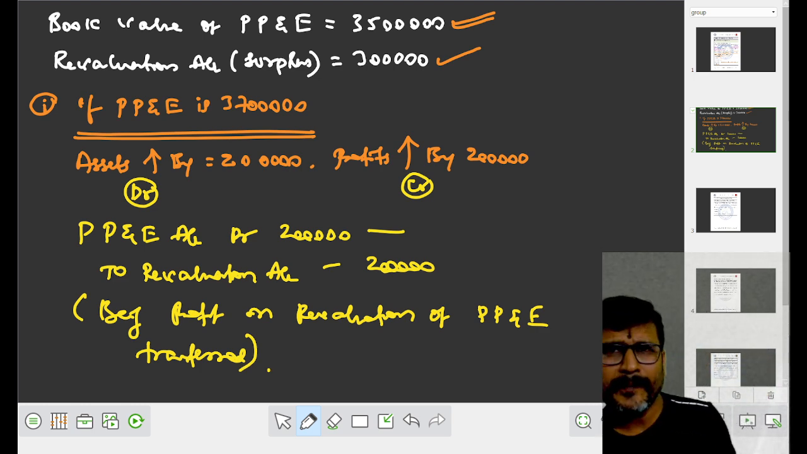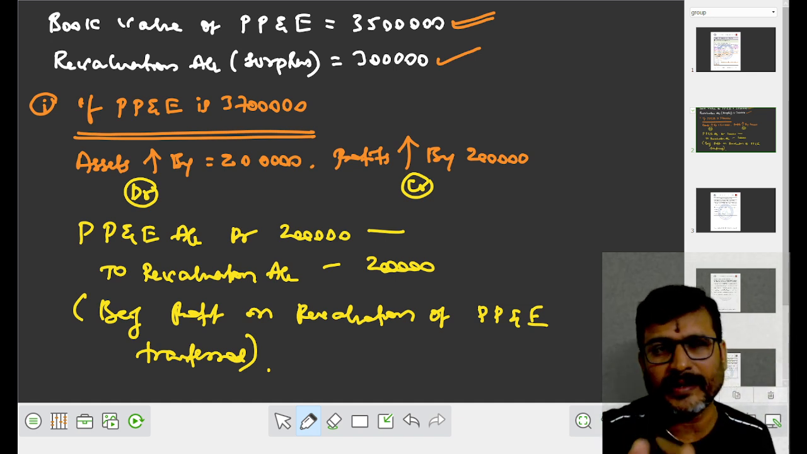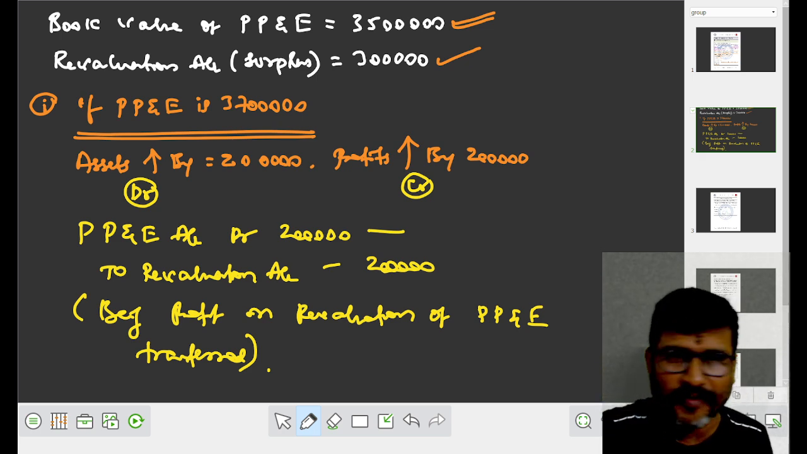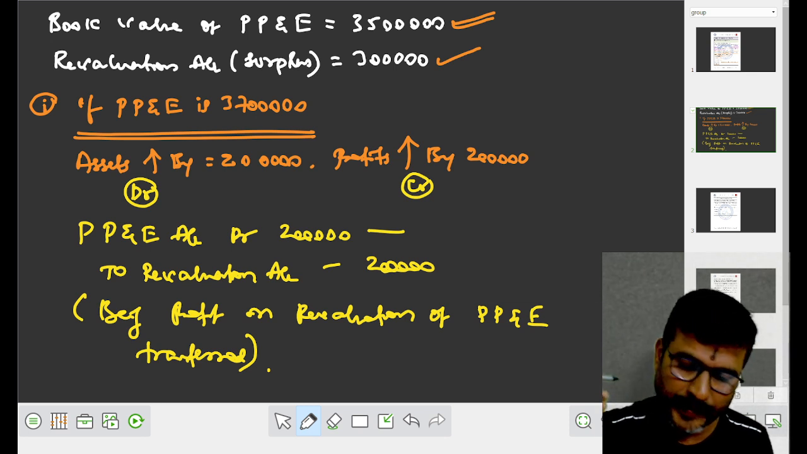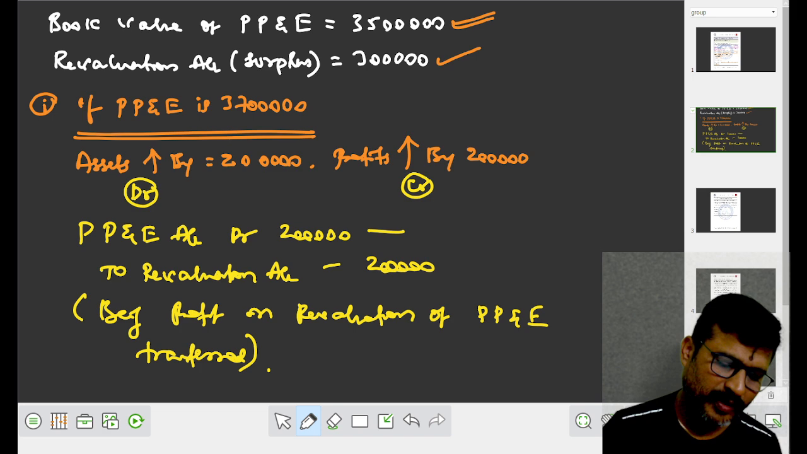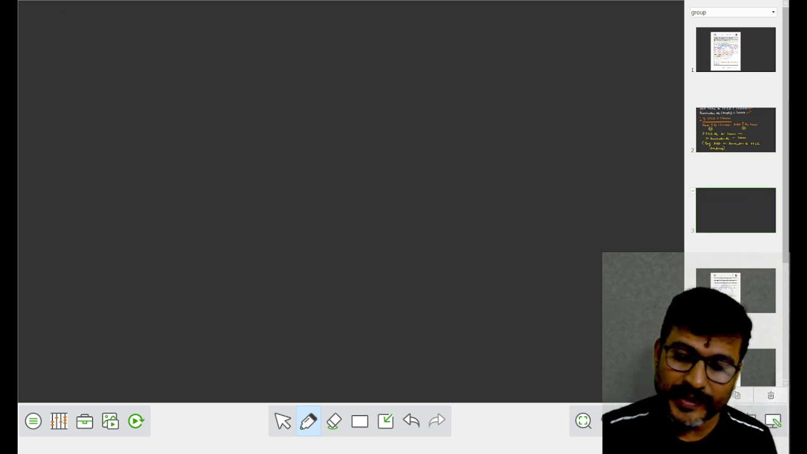Did you understand? When the asset is increased by 2 lakh, according to the 5 stars, debit the asset. When an asset increases, it increases your profit also. Profit is to be credited. So, property, plant and equipment account debit to revaluation account. This is the answer for the first point, my dear students. Shall I go for the second point?